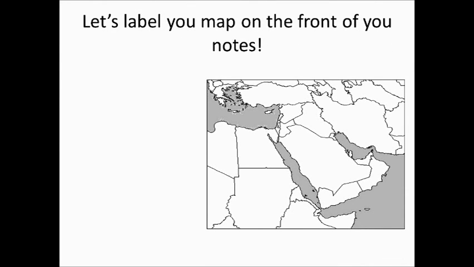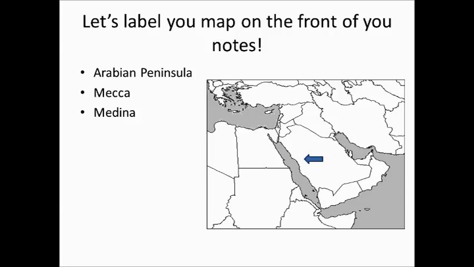Okay, so the first thing we're going to do is label some things on your map, and you will find this map on the front page with all the SOL information, so if you get that out, we'll start labeling. The first thing that we're going to put on there is the Arabian Peninsula, and this is the Arabian Peninsula. And then we are going to put in the city of Mecca, which should go right there. And then the city of Medina, which goes right there.